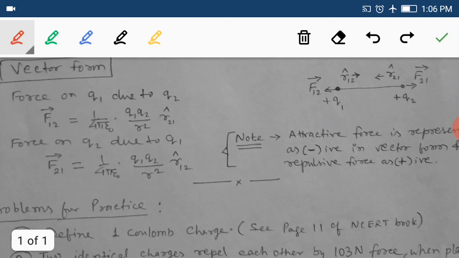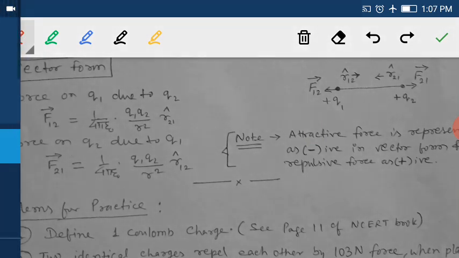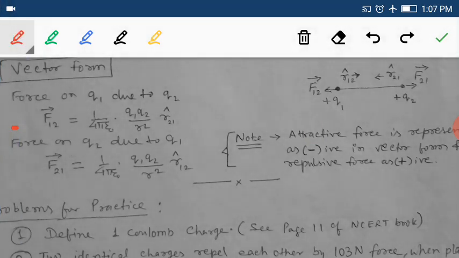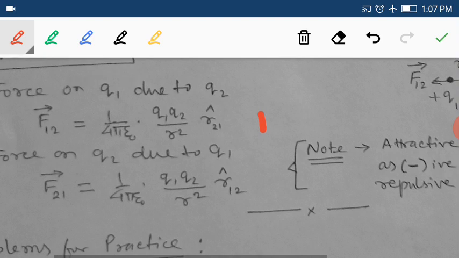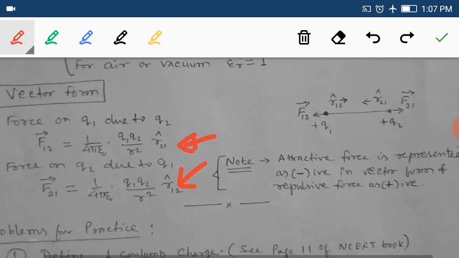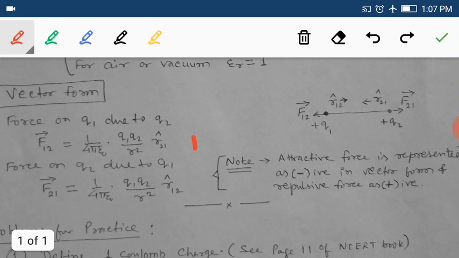mentioned here, F12. What is F12? It is written here, F12 is the force acting on charge q1 due to charge q2. See here, force on charge q1 due to charge q2 is called F12. Similarly, force on charge q2 due to charge q1 is force F21. To show the direction of both of these, we have taken here a unit vector, you know very well, the vector whose magnitude is always 1 and it is used to give the direction only, correct?